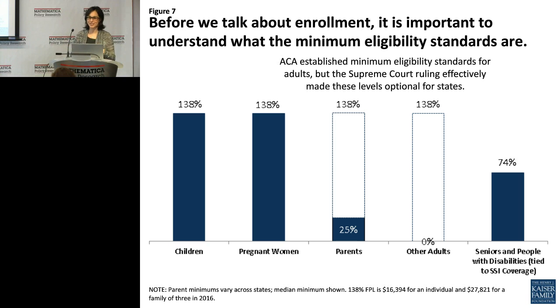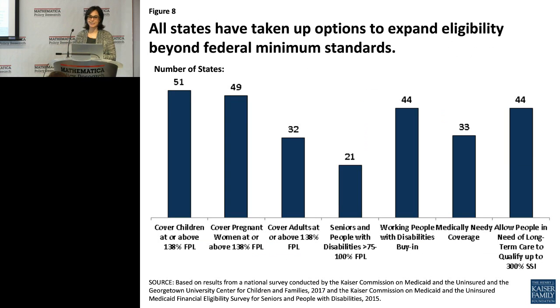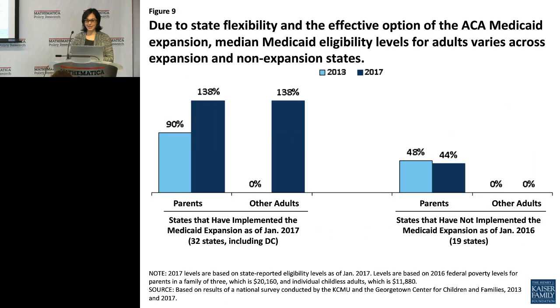We have these shaded bars here because, of course, as a result of the Supreme Court, the ACA Medicaid expansion was effectively an option. And seniors and people with disabilities, their minimum eligibility standards are tied to eligibility for SSI. All states have taken up additional eligibility expansions, so all states cover children beyond those minimums, as well as nearly all states cover pregnant women above those minimums. And nearly all states have some type of eligibility expansion related to the elderly and individuals with disabilities through a work buy-in or medically needy coverage. And we also know that 32 states, including DC, have now taken up the ACA Medicaid expansion.